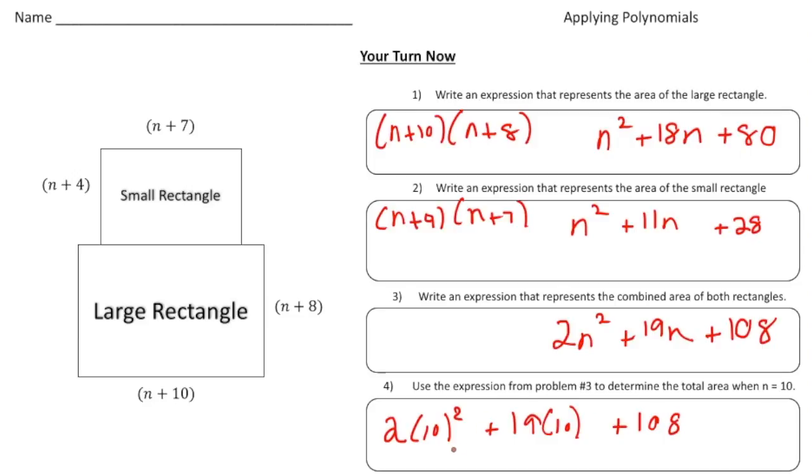And when I follow order of operations, this is going to be 10 squared, which is 100, times 2 is 200. And that's going to be 19 times 10 is 190. And then plus 108. And when I combine 200 plus 190 plus 108, I get a final answer of 508. And because we're assuming it's going to be area, we can just call it square feet. And there it is. All right, how'd you do?